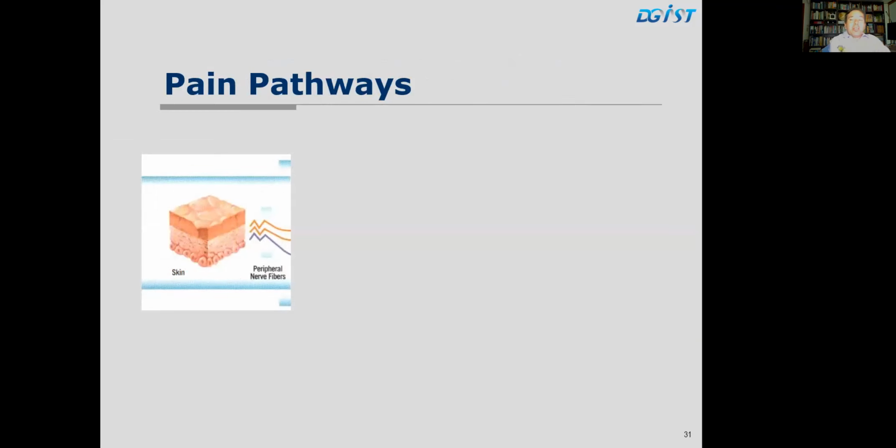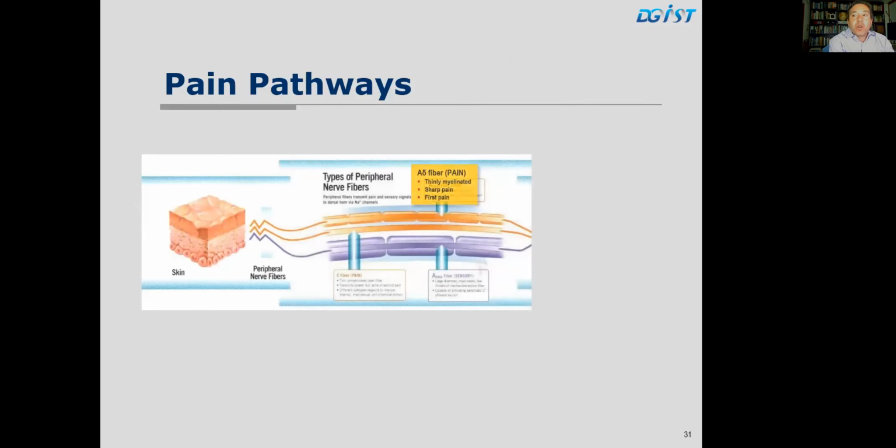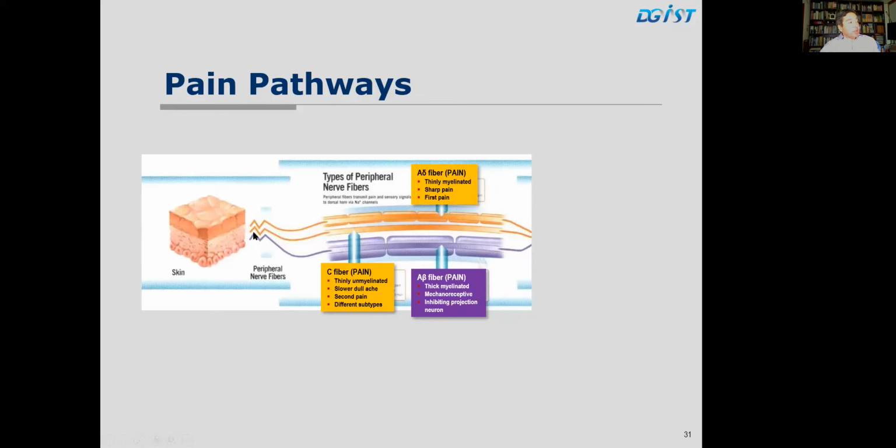So to understand that, we need to know a little bit about how pain works. So this is the skin, and the skin has many pain receptors here. There are essentially 3 types of pain receptors. There's the A delta fibers, the C fibers, and the A beta fibers. 3 types of peripheral pain fibers corresponding to 3 types of receptors, sensors in the skin. The A delta fibers are thinly myelinated, and they mediate sharp pain and the first pain.